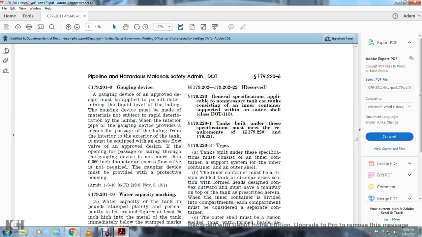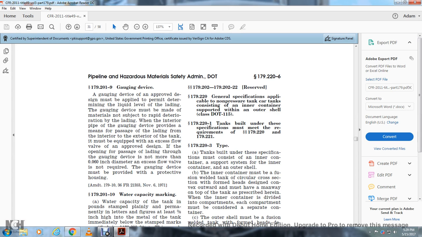179-202-22 is reserved. 179-220 general specification applicable to non-pressure tank car tanks having an inner container supported within an outer shell, class DOT-115. 179-220 the tank built under the specification must meet the requirements of 179-220 and 179-221.